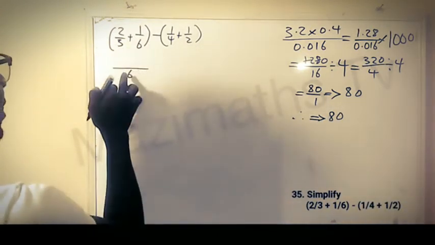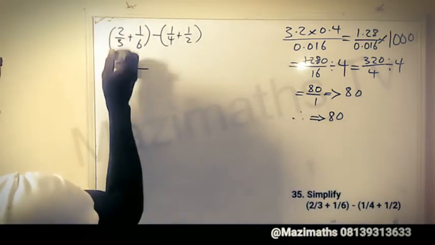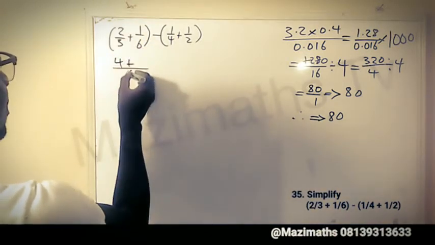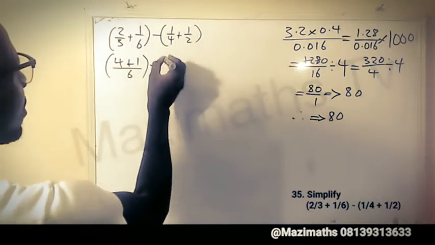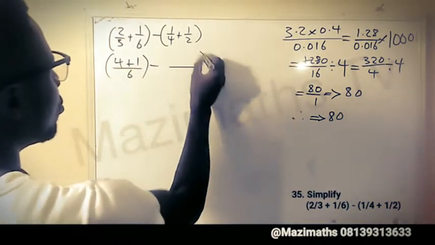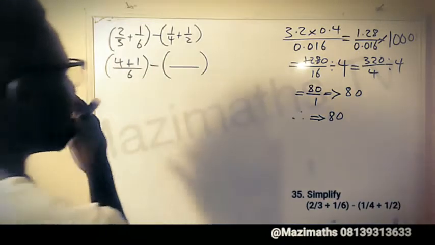How many 3 are there in 6? That is 2. 2 times 2, 4, plus how many 6 are there in 6? 1. 1 times 1, 1. So this is for the first one. Now the second one, we apply the same formula.